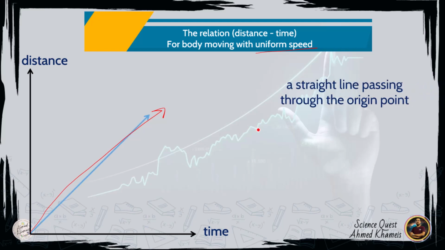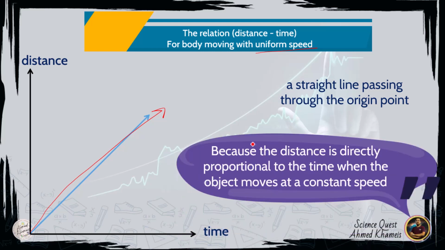So the relation distance-time for a body moving with a uniform speed is represented by a straight line passing through the origin point, and that's because distance and time are directly proportional at constant speed. The distance is directly proportional to time when the object moves at constant speed.